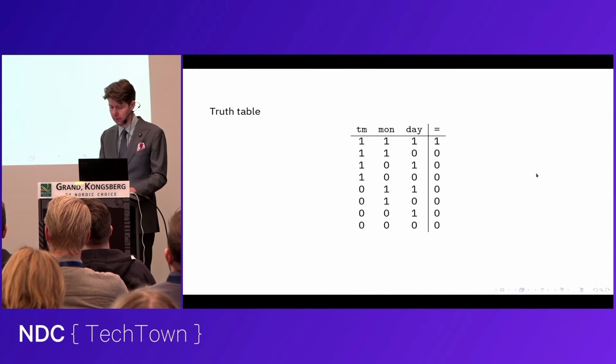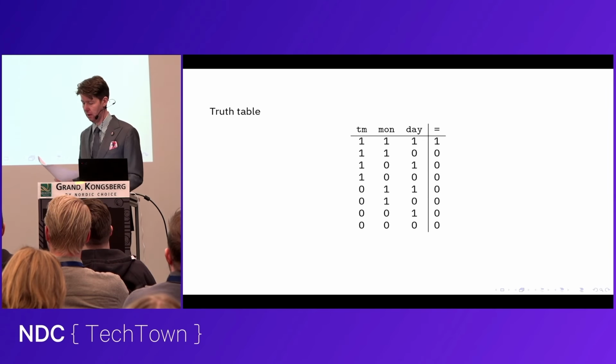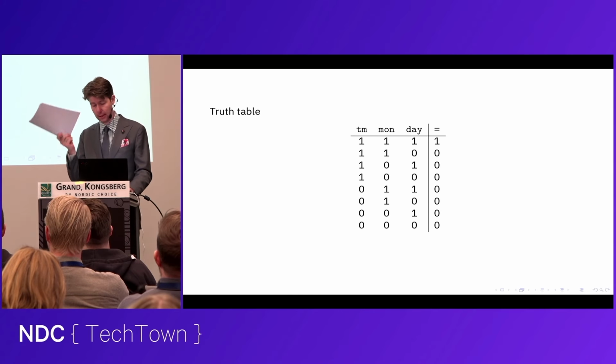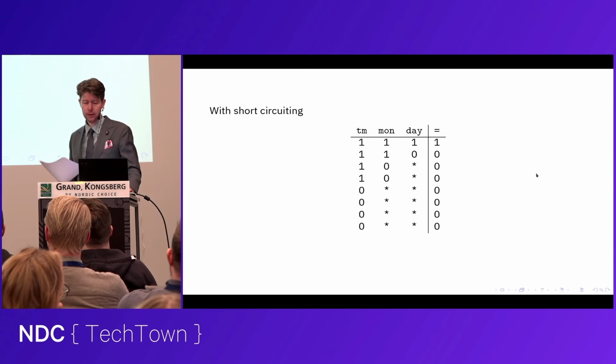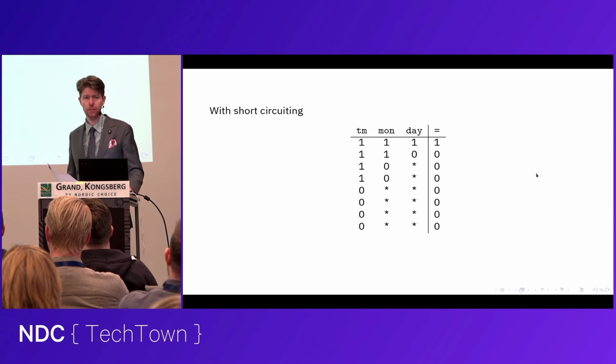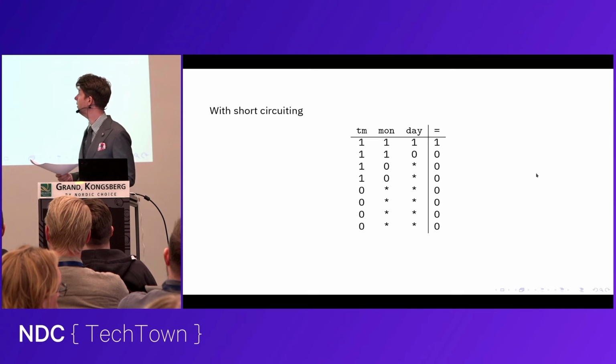This is the truth table for the leap day. It's only true when both the TM is 1, the day is the 29th, and the month is February. With short-circuiting, these are the interesting inputs, right? And you can see the 4 bottom rows, they just collapse, right? They're pretty much all the same.